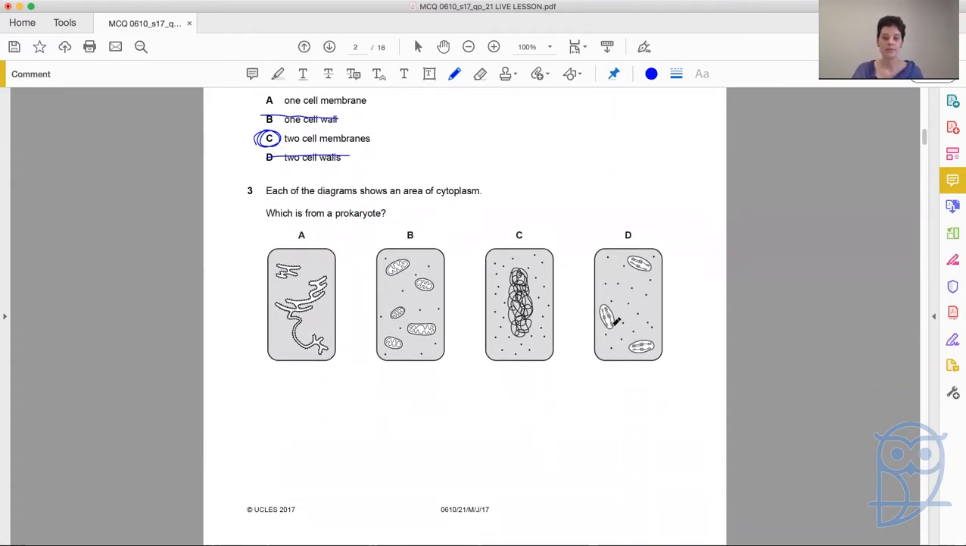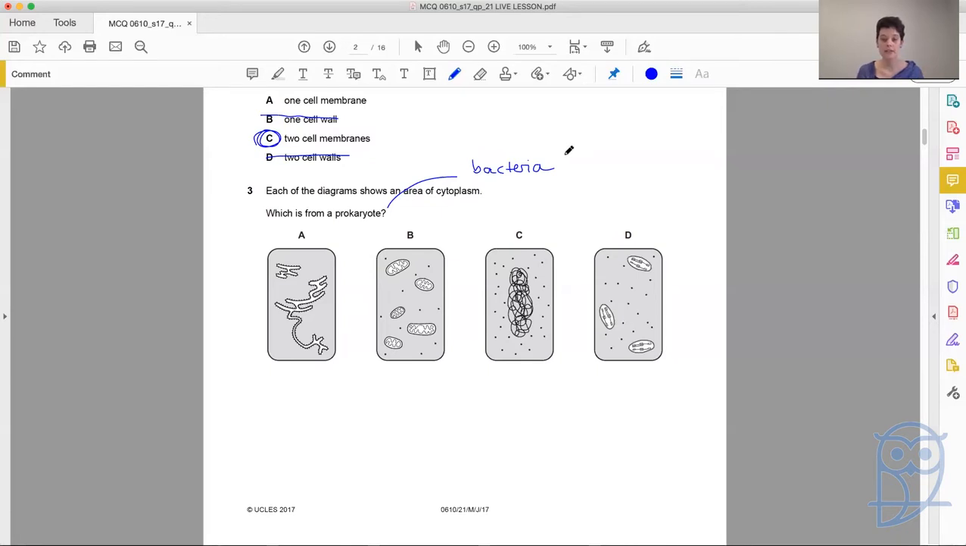Question 3. Each of the diagrams shows an area of cytoplasm. So we're not looking at an entire cell here, just a piece of cytoplasm, which is from a prokaryote. Remember, your prokaryotes are things like your bacteria, so simple organisms. And the big thing there is that they don't have any membrane-bound organelles.